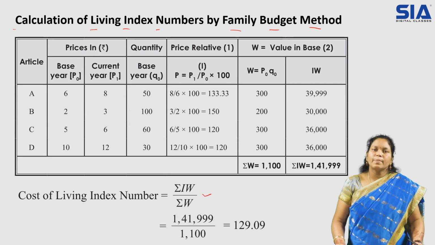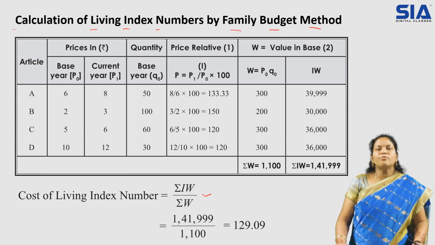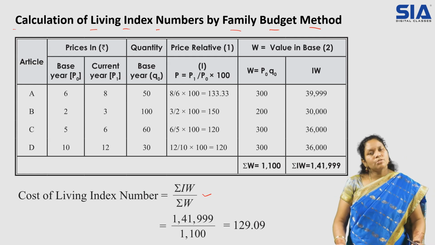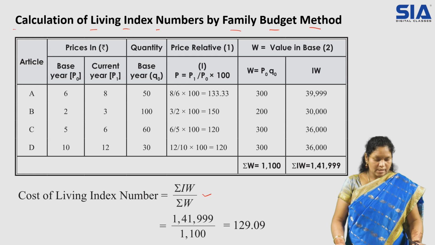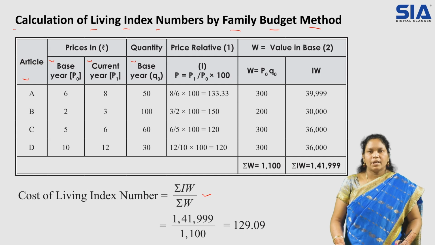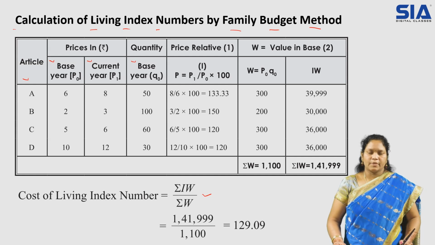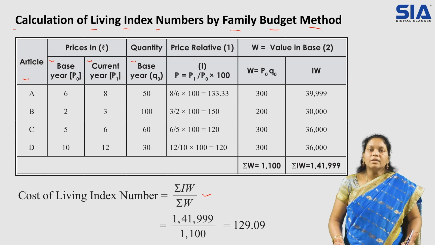Now let us go for obtaining the second method. The second method is quite different. We have to find out I and W like that. So again I made a new table separately. Again I have considered the given question: articles I have given, base year price and current year price are given, quantity is given. All the values I have taken again because we need to find out I and W. So I have taken a new table.